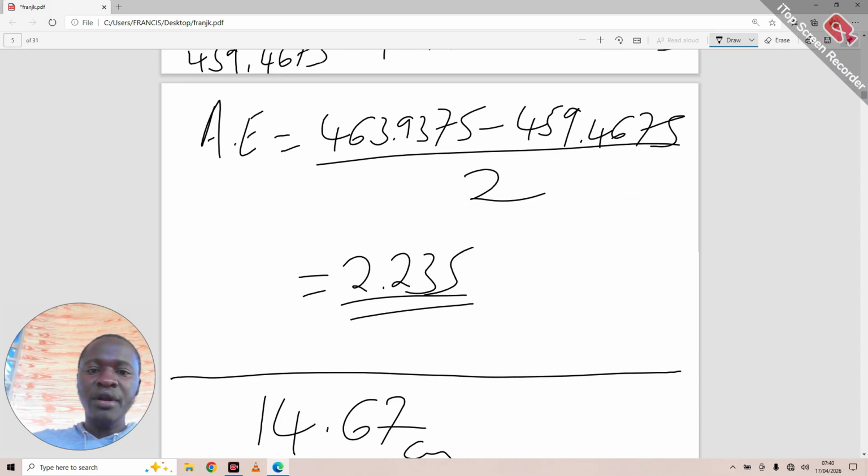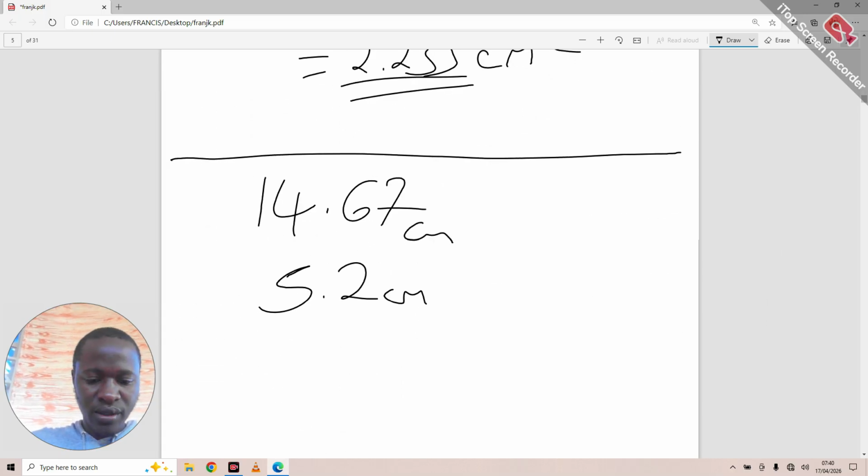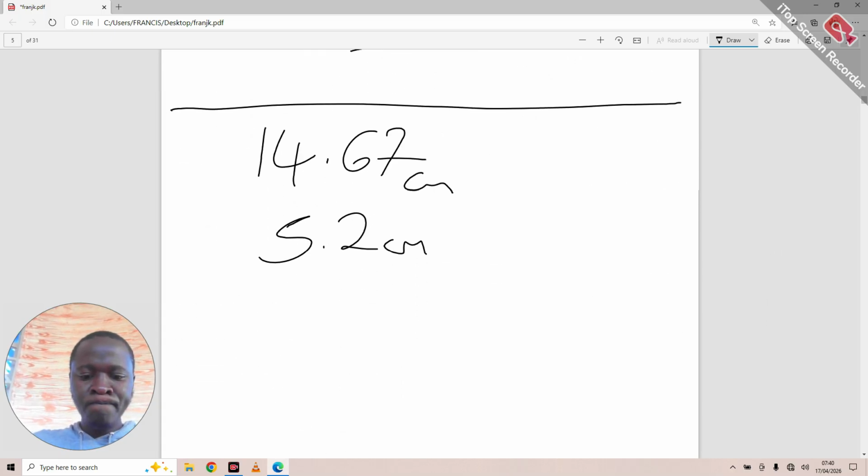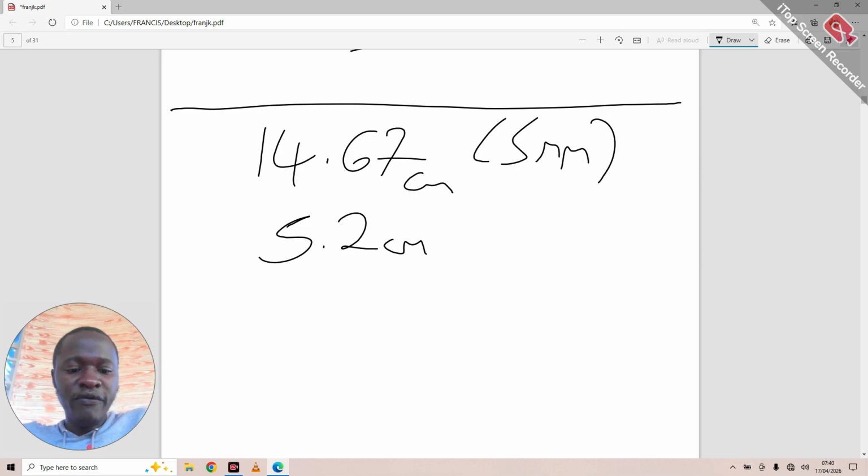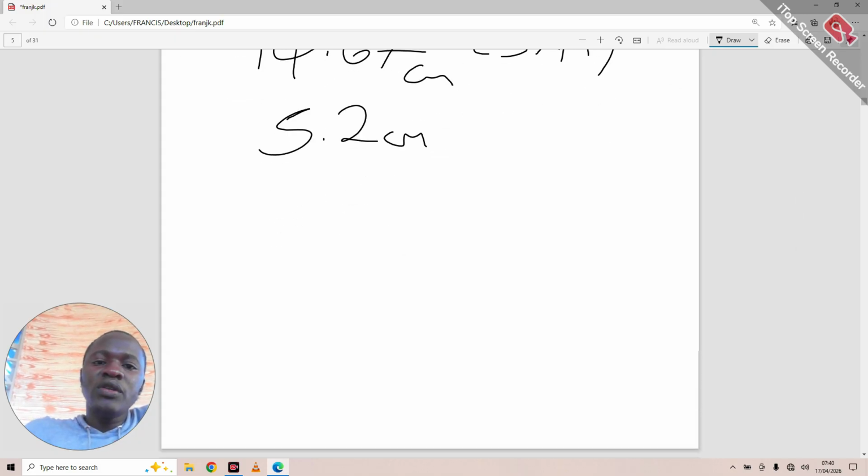Oh, sorry. Remember this one, getting absolute error, our answer should be in square units, not just 2.235. So correct that. Now, what have I said? The length and width of a book measured to the nearest 5 millimeter are 14.67 and 5.2 centimeter respectively. Find the absolute error in the area.